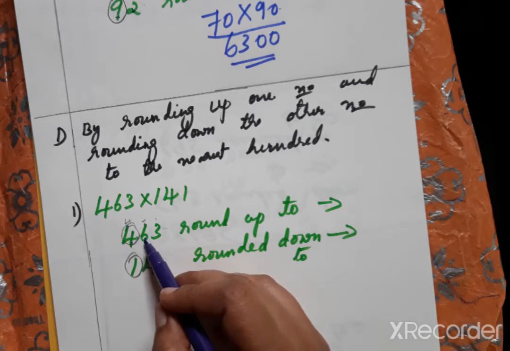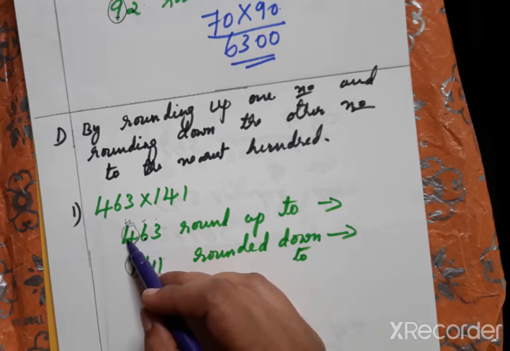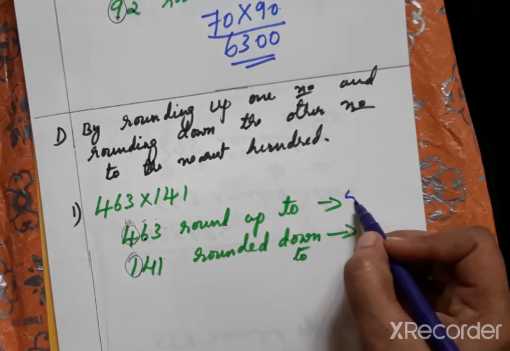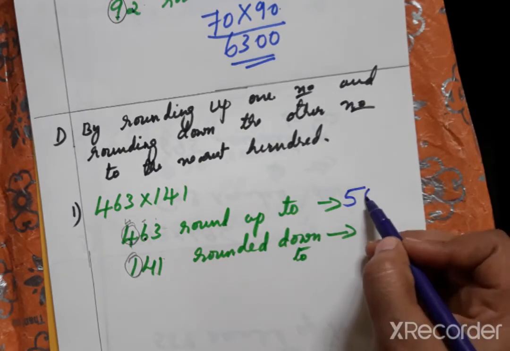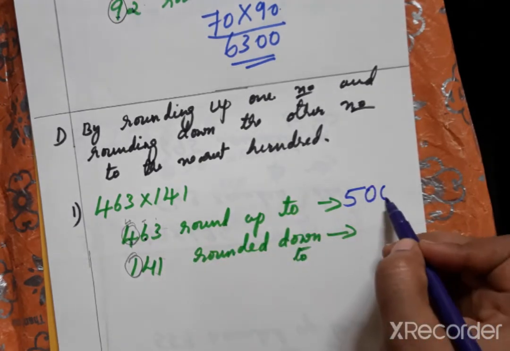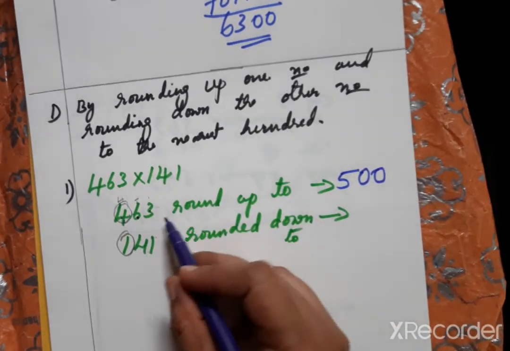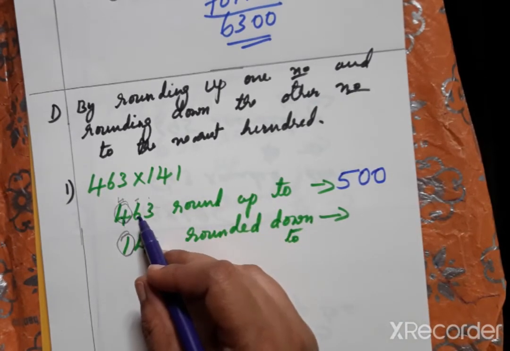Next we have to check whether the next number is 5 or greater than 5. The next number is greater than 5. Greater than 5 means 1 is added here. 4 will become 5, and once the door is knocked, these people become poor. So the 6 value is 0, and the 3 value is 0. So this is rounded up because the next number is greater than 5.